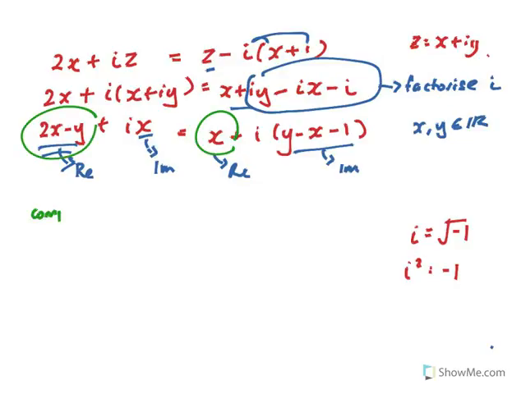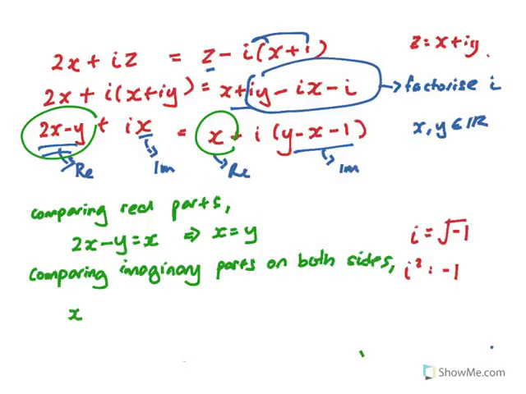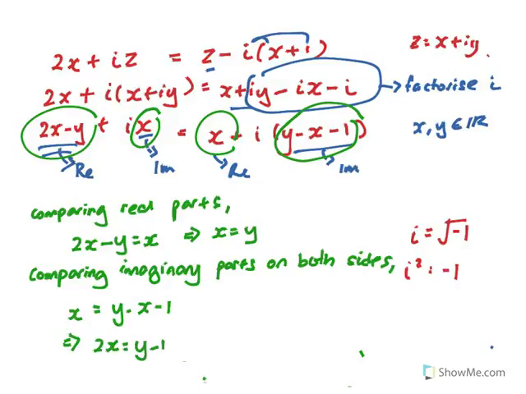First one, comparing the real parts: 2x minus y equals x. Very quickly, this just means x equals y. Comparing imaginary parts on both sides: x, y minus x minus 1. It just implies that 2x equals y minus 1.